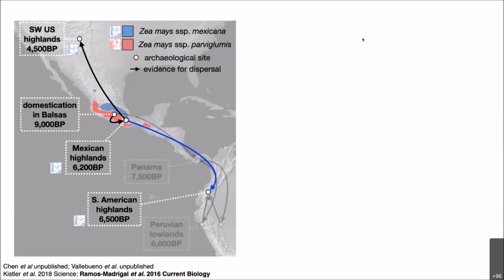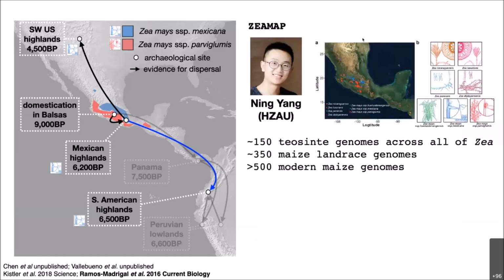In collaboration with Jianbing Yan's lab at Huazhong Agricultural University, my former postdoc, Ning Yang, who as of a week ago is now a professor at Huazhong, has led this study that we've termed the ZMAP study, where we've deeply sequenced about 150 teosinte genomes across all of the taxa in Zea, another about 350 modern maize landrace genomes, and using previously published data of 500 modern maize genomes.